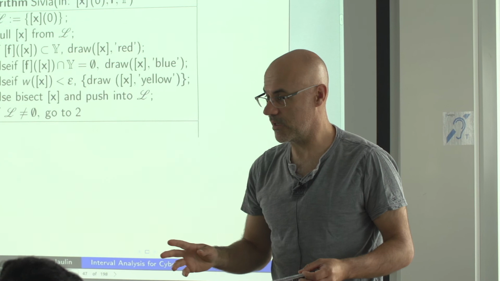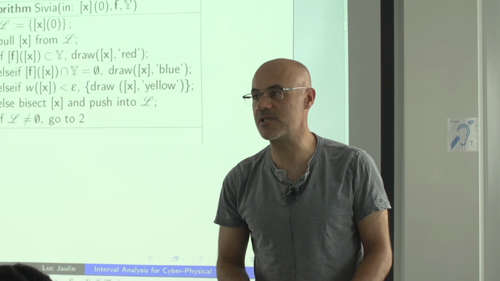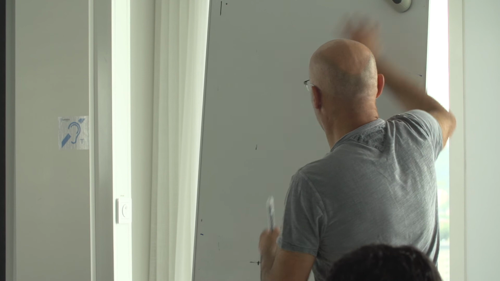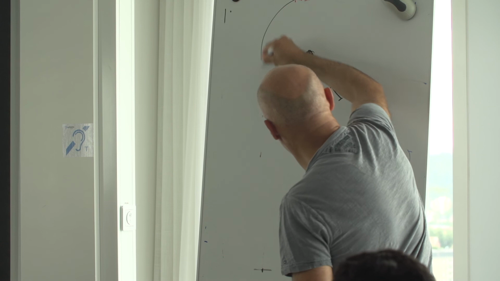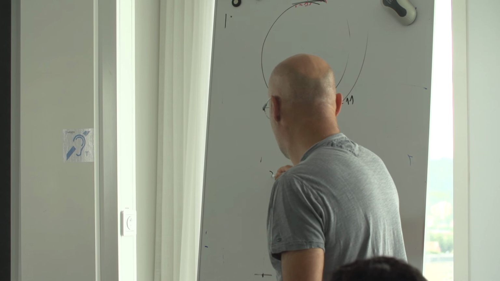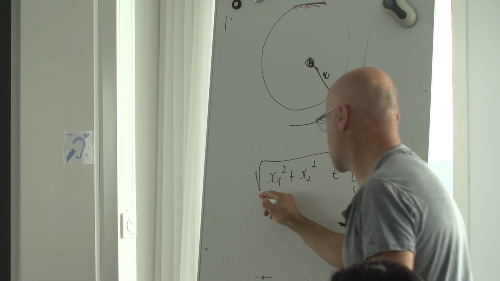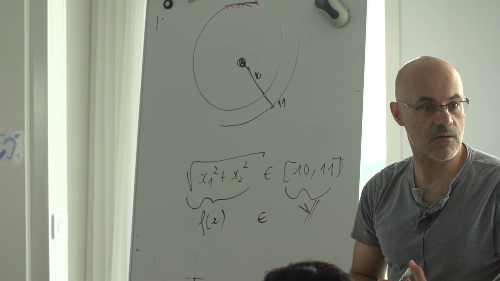So typically, the set that you want to invert is your safe zone? I will see later. But normally, it corresponds to data or things you know. For instance, if you know that the robot is at a distance between 10 and 11 meters from a mark, which is here, it means that you know that your robot is here. You will describe it by x1 squared plus x2 squared belongs to [10, 11]. This corresponds to Y. This corresponds to f of x. An information can be represented as a set inversion problem. But your goal is to control the robot to stay in that place? Later. First, you need to know where you are.